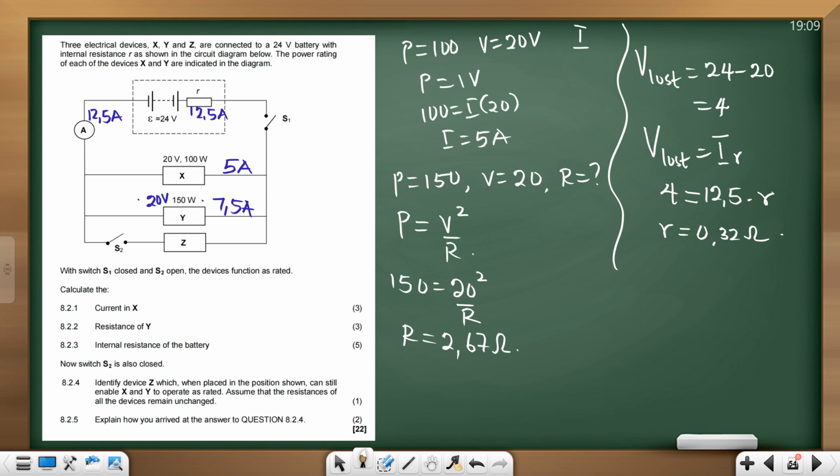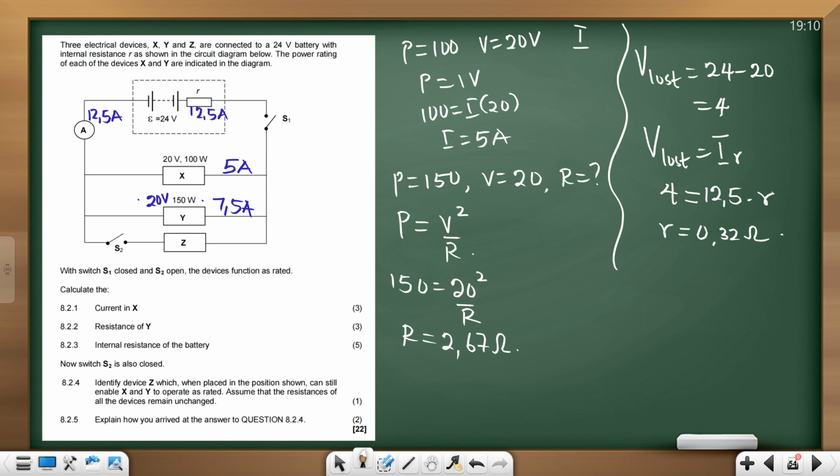All right. Watch this. This is where I'm actually going. All of those were just preambles. My main aim was just that 1 mark question. Identify device Z, which when placed in the position shown, can still enable X and Y to operate as rated. Assume that the resistance of all the devices remain on. Do you understand the question?